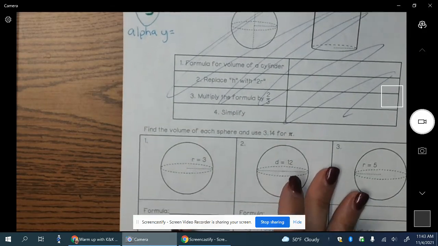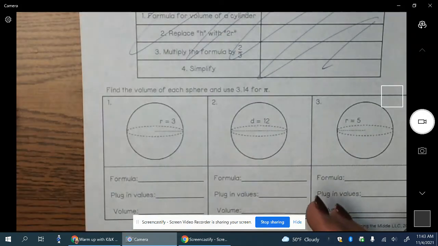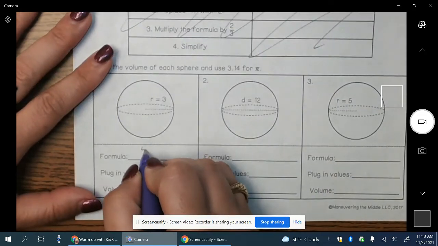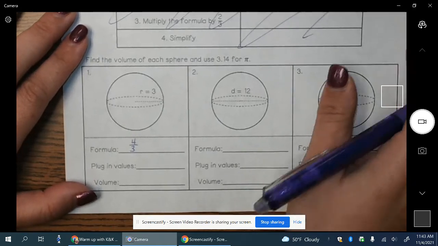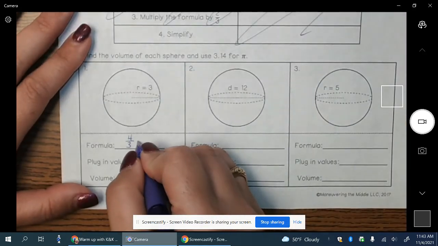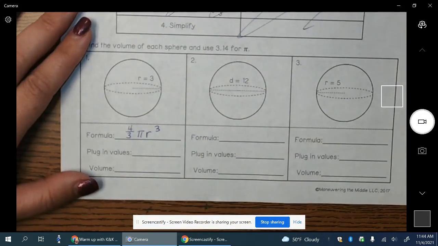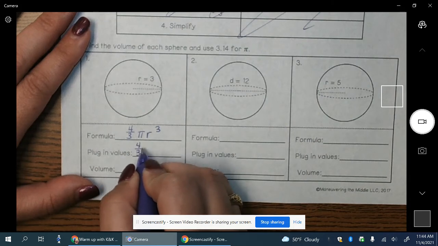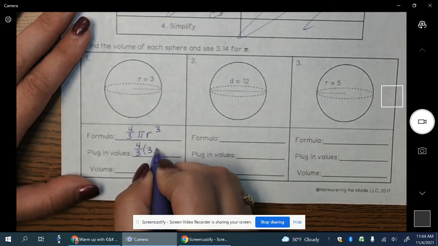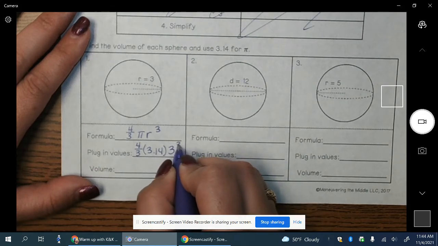Okay? So on question 1, do we have the radius? Yes. Okay? And I know you're using a calculator, but I need you to write your numbers down because sometimes they ask you which formula works. And if you just put it in your calculator, then you have no idea. 4/3 pi r cubed. Make sure we are cubing, not squaring. Okay? So then it's going to be 4/3 times 3.14, okay, times the radius, which is 3 cubed.